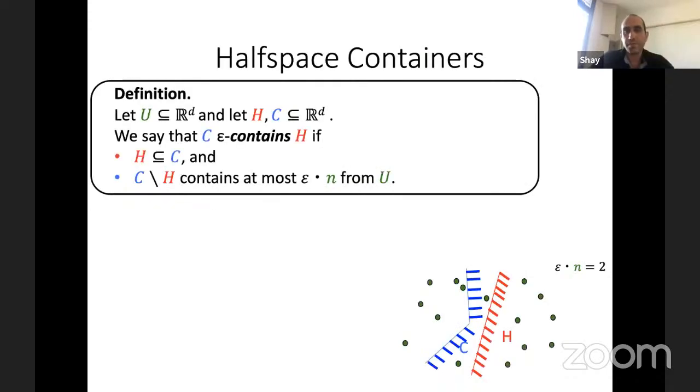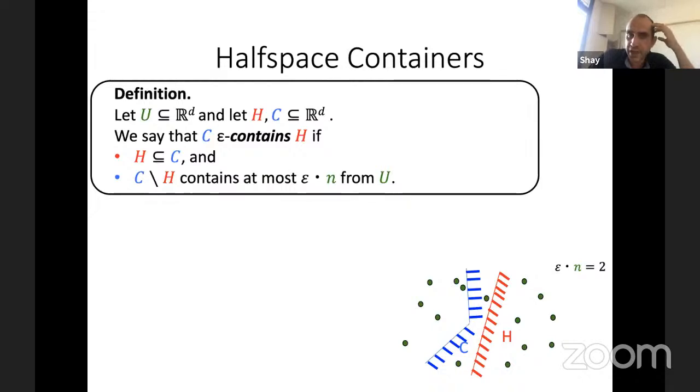So here is one important object that arises in this context. Remember that U is our domain, a set of n points in R^d. Now imagine that we have H and C that are two subsets of R^d. Then we say that C epsilon-contains H if H is a subset of C, and the difference C minus H contains at most an epsilon fraction of the points from the domain. So it contains H and it's almost equal to H, at least as far as the points from U are concerned. There is only a small fraction of points from U that are in C but not in H.